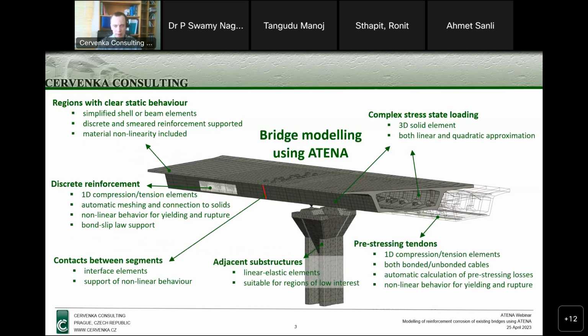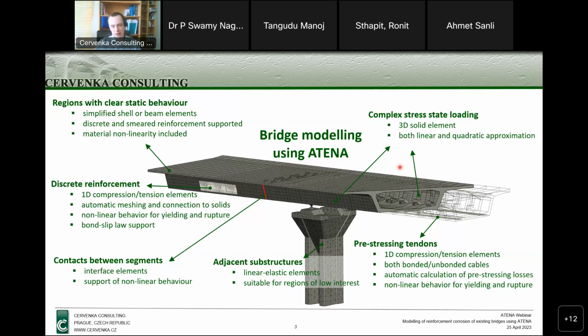For those of you familiar with the software, you know that there are many different elements and materials suitable for this topic. Here I try to summarize them on this slide. Probably most of you are familiar with the basic elements, which are best suited for simulating complex stress conditions, which may occur in many concrete structures, as well as in bridges.